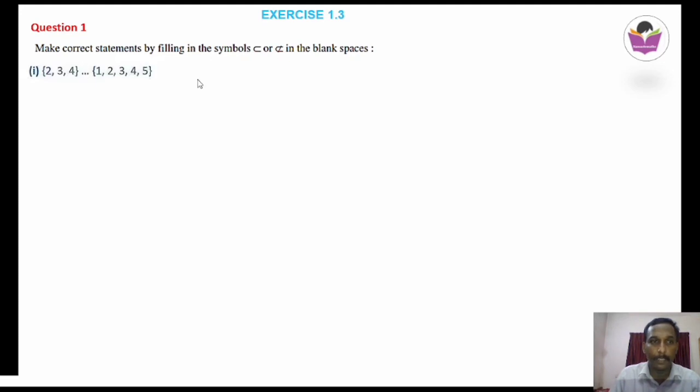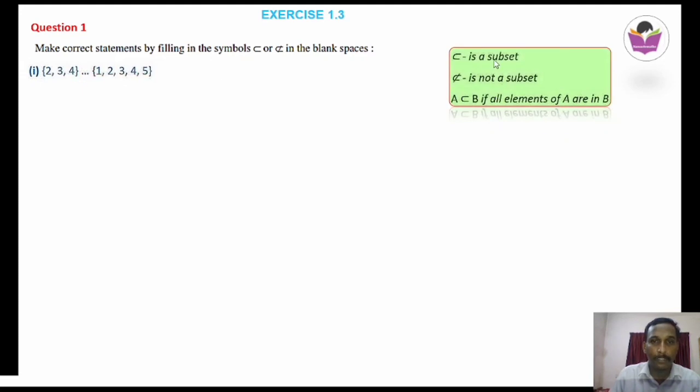Exercise 1.3. First question. Make correct statements by filling in the symbols subset or not a subset in the blank spaces. So this is the symbol for subset and this is for not a subset. First of all, set of 2, 3, 4 and then there is a dash. Here we have to fill in the appropriate symbol. The next set is 1, 2, 3, 4, 5.